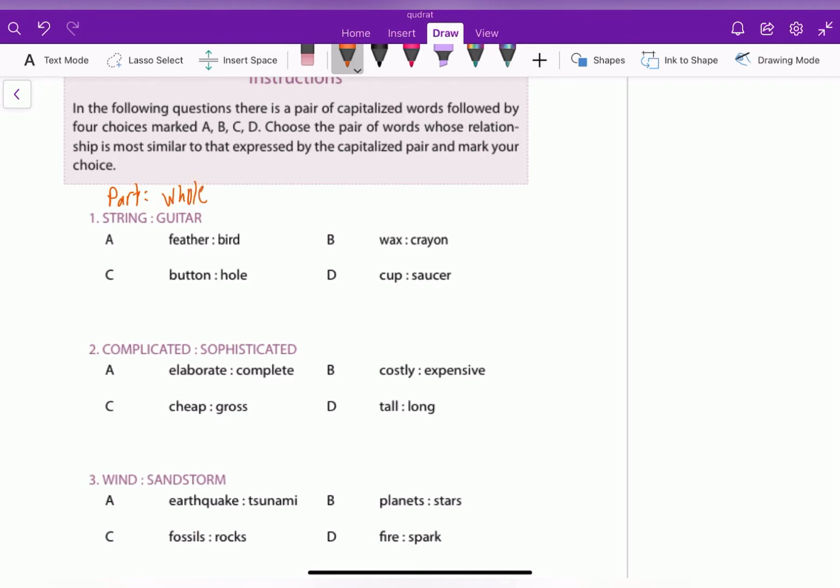Okay. Is cup part of a saucer? No. Is button a part of a whole? No. And is wax a part of a crayon? No, because you use wax to make crayons, meaning that it's not really a part of it, because a string is part of a guitar, meaning it's like a piece. And is a feather part of a bird? Yes, because it is a part of a whole.